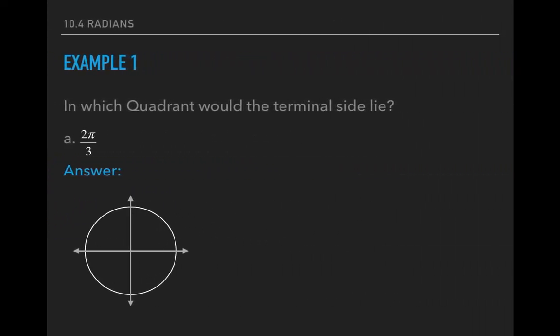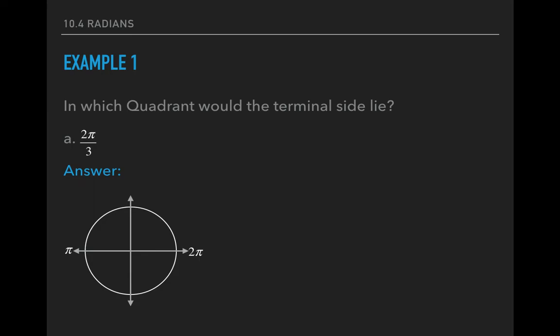And I want to keep working just in radians for a bit more here and understanding where they would be positioned. You guys have gotten really good at being able to sketch an angle in the coordinate plane in degrees. Now let's make sure we can do it in radians. So where would 2 pi over 3 fall? Where would it terminate? Well, let's think about it here. We know that this represents pi radians, and over here is 2 pi.